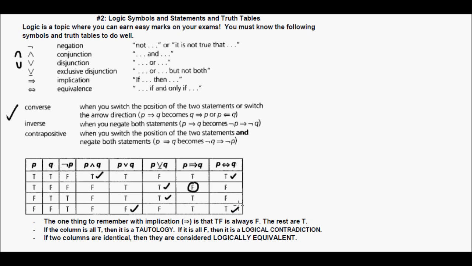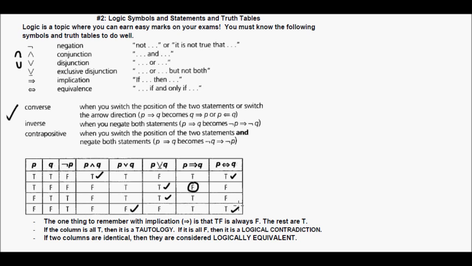Now, the one thing to remember with implication is that true false is always false. The rest are true. And if the column is all true, it's called a tautology. If it's all false, it's called a logical contradiction. And if the two columns are identical, then they are considered logically equivalent.